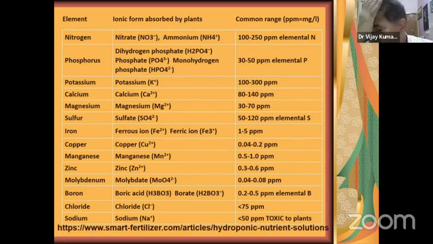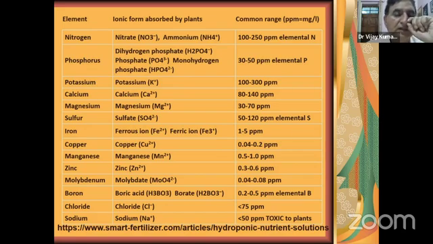I am giving the common range, but again you have to decide how much to be added, 100 or 150 or 200 or 225 or 250. So it will depend upon the requirement of the crop.